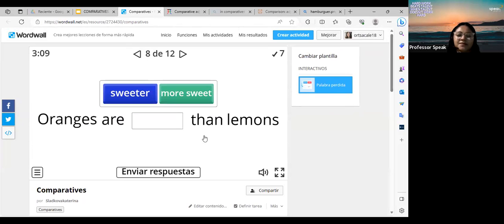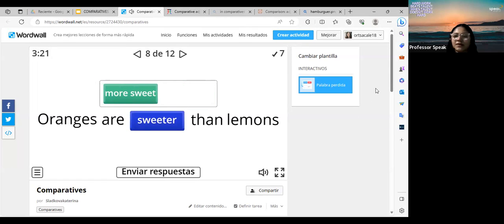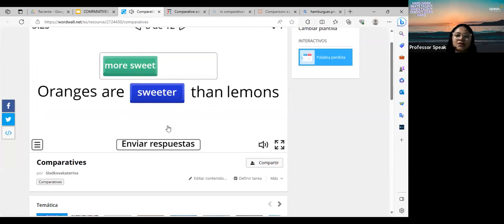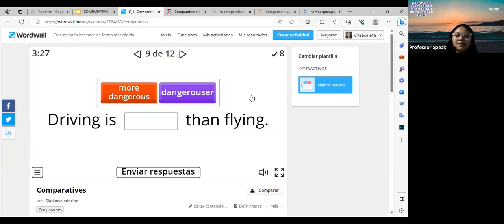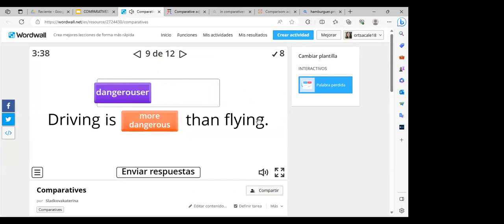Okay, anyone who can help me with this one? Oranges are sweeter than lemons. Sweeter. Okay. Sweeter than lemons. Yes. Okay, continue with this one. Driving is more dangerous. Yes, more dangerous. Very good.